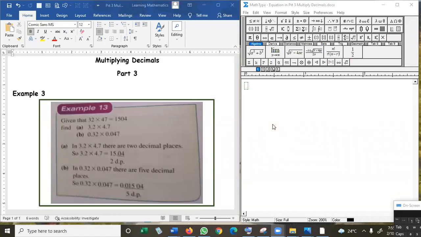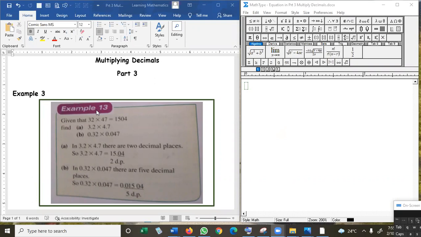Multiplying decimals, part 3, example 3. This example 1-3 was taken from the text, and let's analyze it together. So please take out your pen and your notebook for you to start to write. You can start by writing multiplying decimals, part 3, example 3.